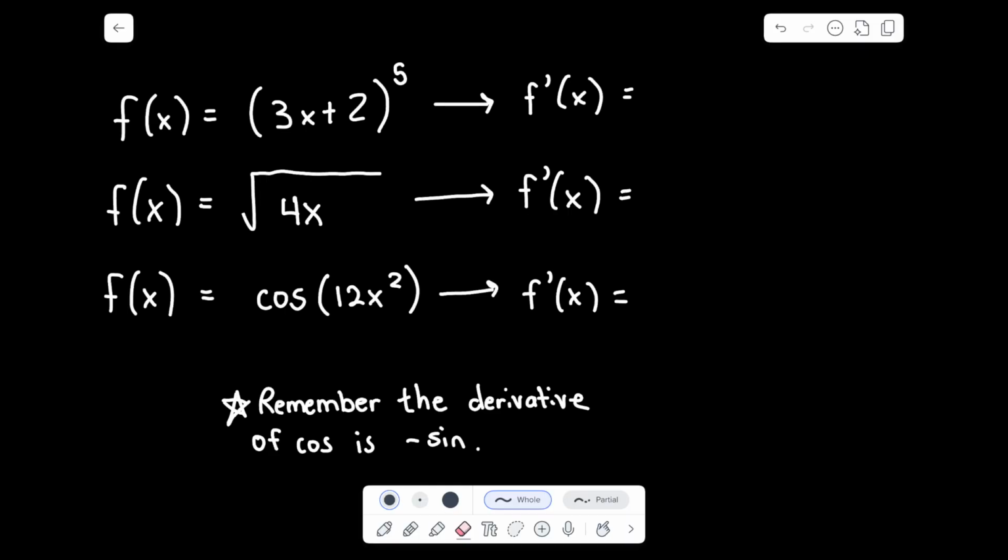To finish off, I've attached 3 practice problems for you guys to try out the chain rule and see if you can find the first derivative of these functions. Pause the video now if you want to give them a shot.